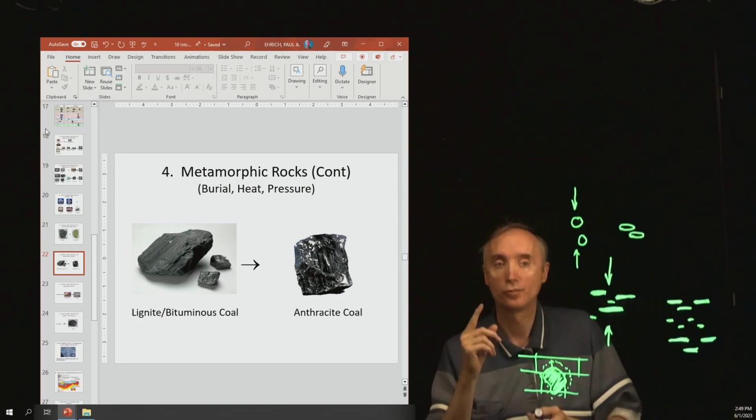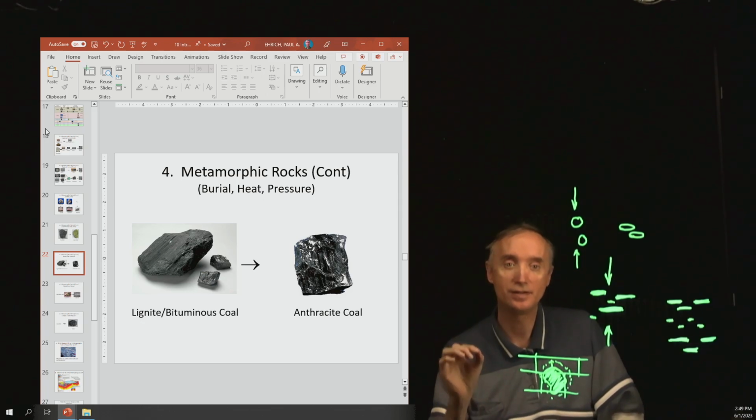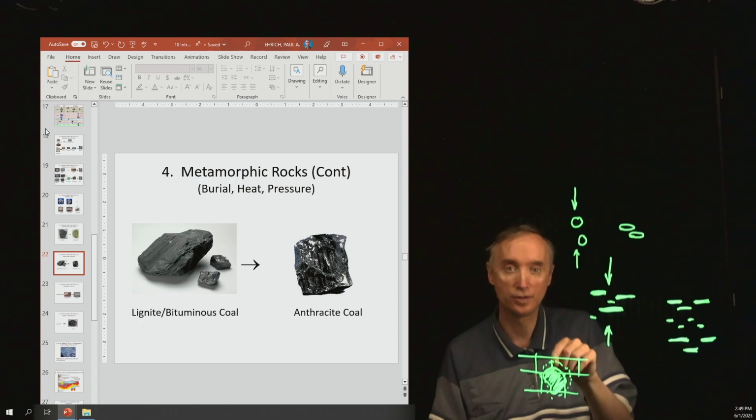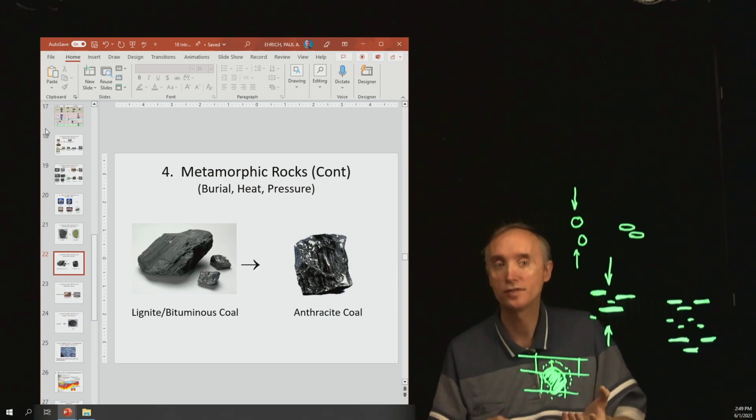So remember that peat is a sedimentary rock. Lignite and bituminous coal are also sedimentary rock. Anthracite coal is the metamorphic rock. One way of identifying anthracite coal is to look at it. Do you see it's shiny? The more the coal becomes metamorphosized, the shinier it gets.